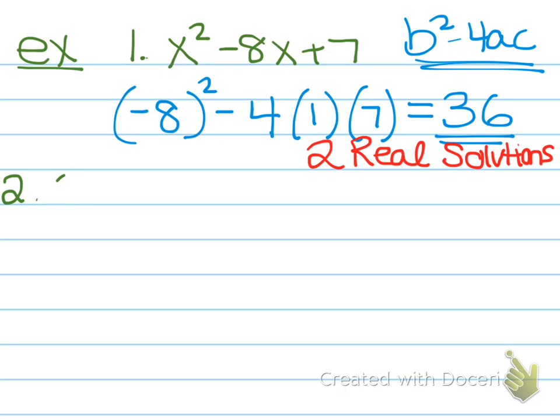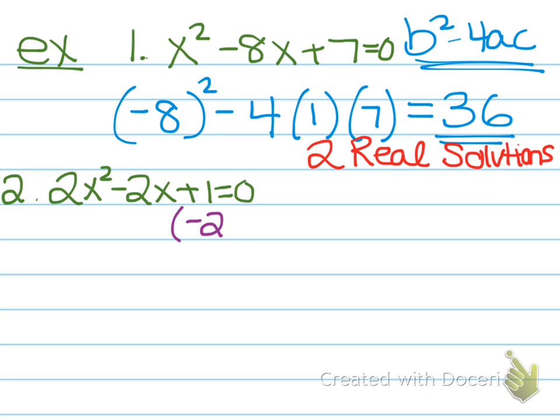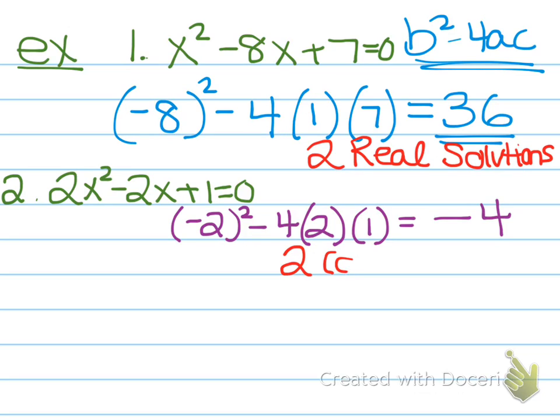The next example, 2x squared minus 2x plus 1. I'm going to set them equal to 0 because we're solving. If you find the discriminant, this is going to be negative 2 squared minus 4 times 2 times 1. And when you do this, you're going to get negative 4. Well, that's less than 0, so this means that we're going to have two complex solutions when we solve.